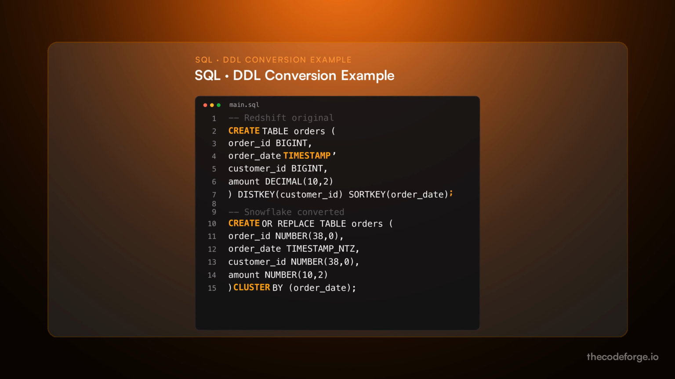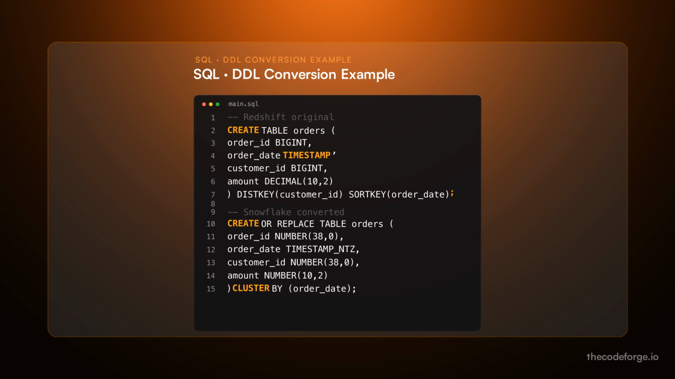Here's an example of converting a Redshift create table to Snowflake. Note the type changes. BIGINT to NUMBER(38,0), timestamp to TIMESTAMP_NTZ. The distkey and sortkey are replaced with cluster by.